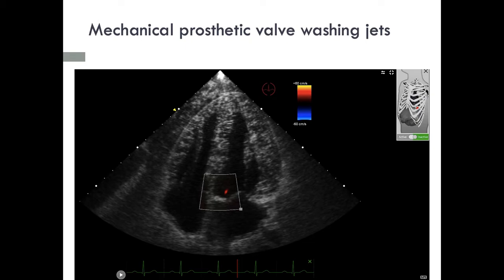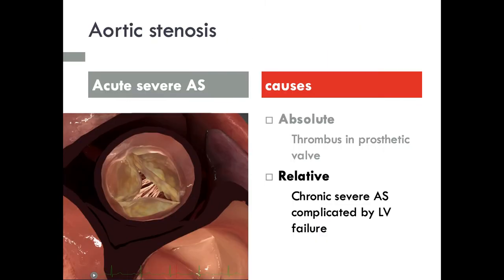The important thing about them is that they always arise within the annulus of the prosthesis. So if you see a small jet going around the annular ring of the prosthesis, that's not a washing jet, that's a paravalvular leak. So you can get sudden aortic stenosis if a prosthetic valve thromboses.